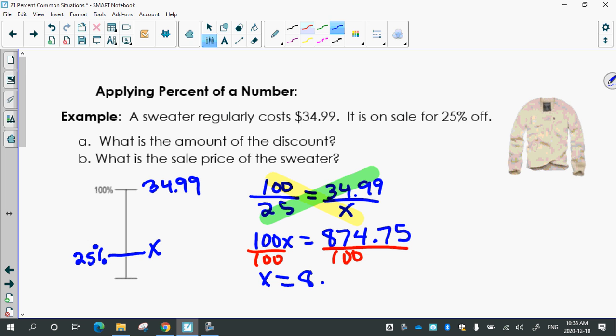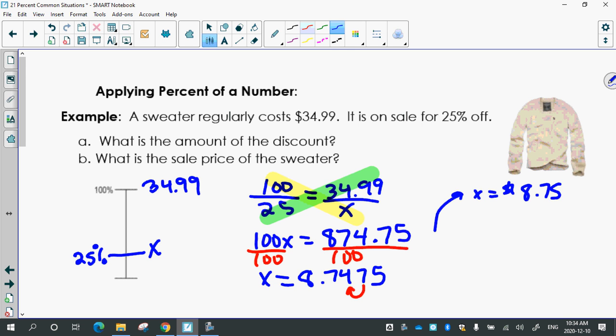so I get this, 8.7475. But it's money. So it's how much money we're saving. So I have to round to the nearest cent. So that 7 tells me to round that 4 up to a 5. Okay? So X is $8.75.